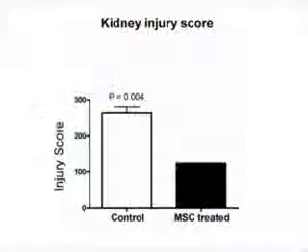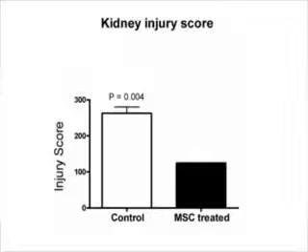Now, the next question that the investigators looked at is, serum creatinine is a functional marker, but what does the kidney actually look like? So they did what's called an injury score. They asked the pathologist to quantify the kidney damage, and as you can see in the figure, the pathology score, the kidney injury score, is significantly lower in the rats that received the mesenchymal stem cells.